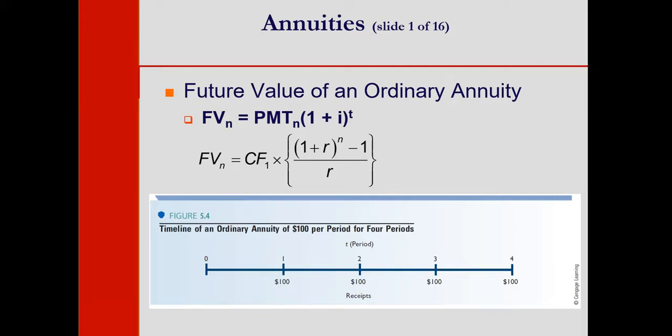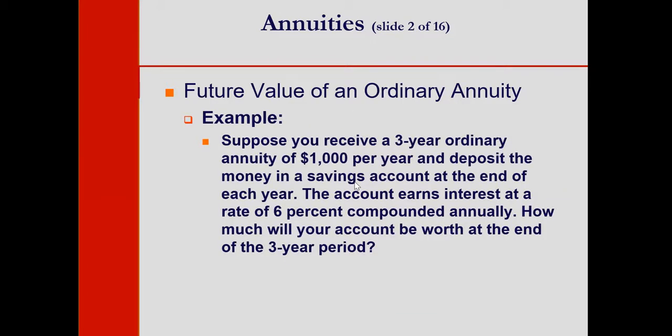There is also a formula where CF1 stands for the cash flow, which is this $100, times (1 plus R) to the exponent of N, minus 1, divided by R. R is the rate of interest and N is the number of time periods. This is the formula when you are not trying to use your financial calculator or Excel spreadsheet. You can use this formula. It's one and the same thing, so you will get the result from this also. Now let's solve this problem.